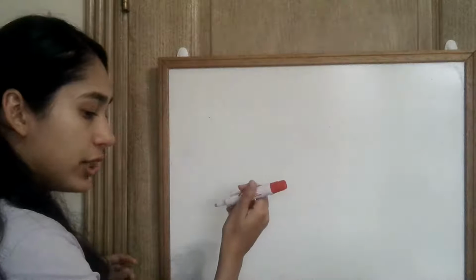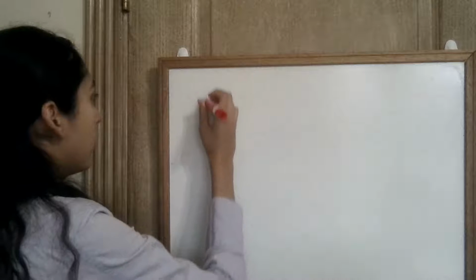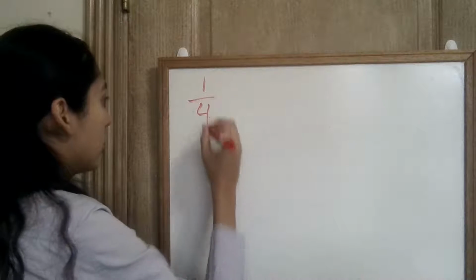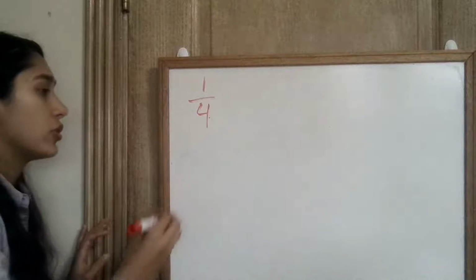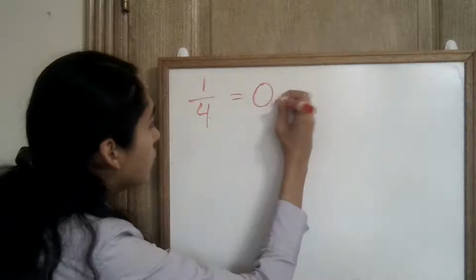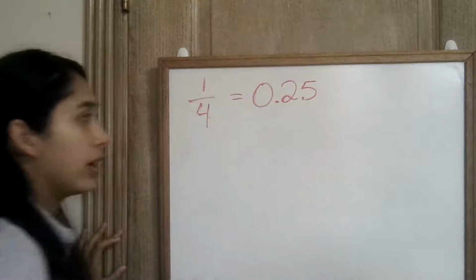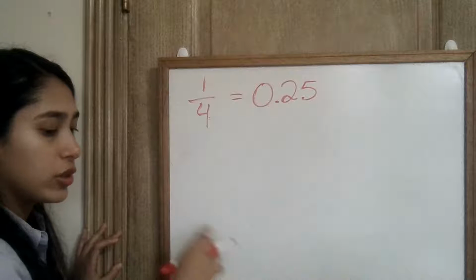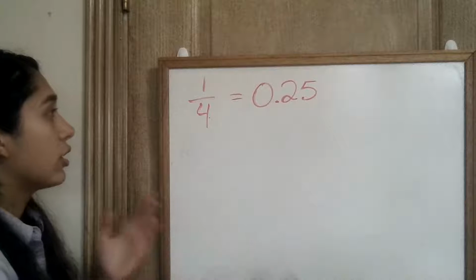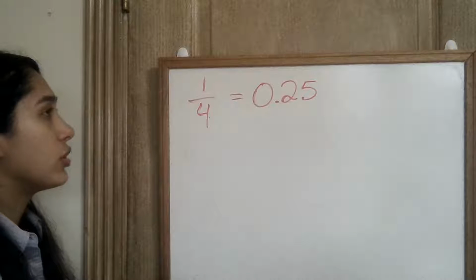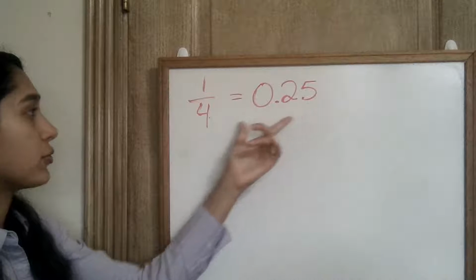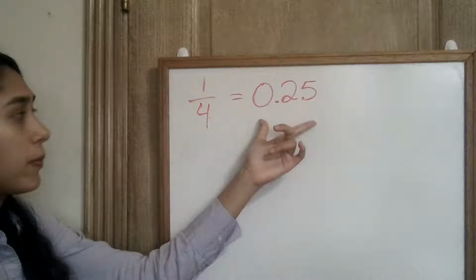So let's say that we want to change, we'll do something easy, 1 over 4. So this is a fraction, and we know that as a decimal it is 0.25. So we're just going to be going through decimals and fractions and seeing that they are equivalent. You might have a word problem that says 1/4, or it might say that there's a rate of 0.25.